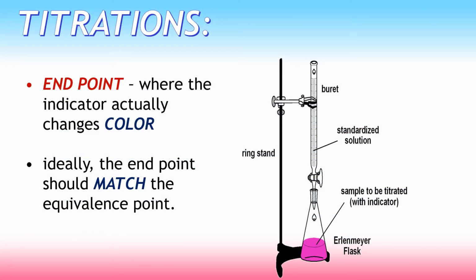Eventually, we'll get to the point where the indicator changes color. We call that the endpoint. And if our technique is good, ideally, the endpoint, the point where it actually changes color, should match the equivalence point. Some skill is required in doing a titration.